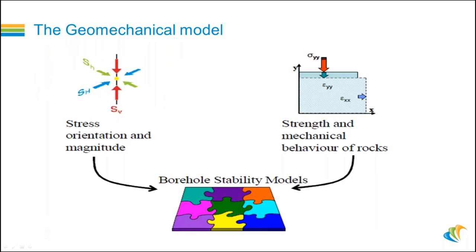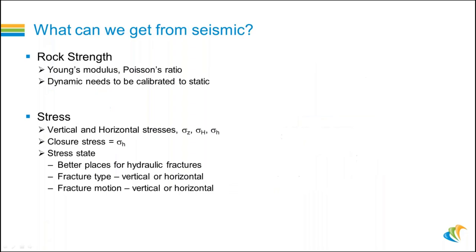So they need two main inputs: one is stress, and another one is strength of the rocks. Both of them can be guessed or can be modeled using rock physics and seismic together. On the rock strength part, you may have Young's modulus and Poisson's ratio. Based on that, you will have an idea about the brittleness of the rock and the place that you can easily fracture the rocks.